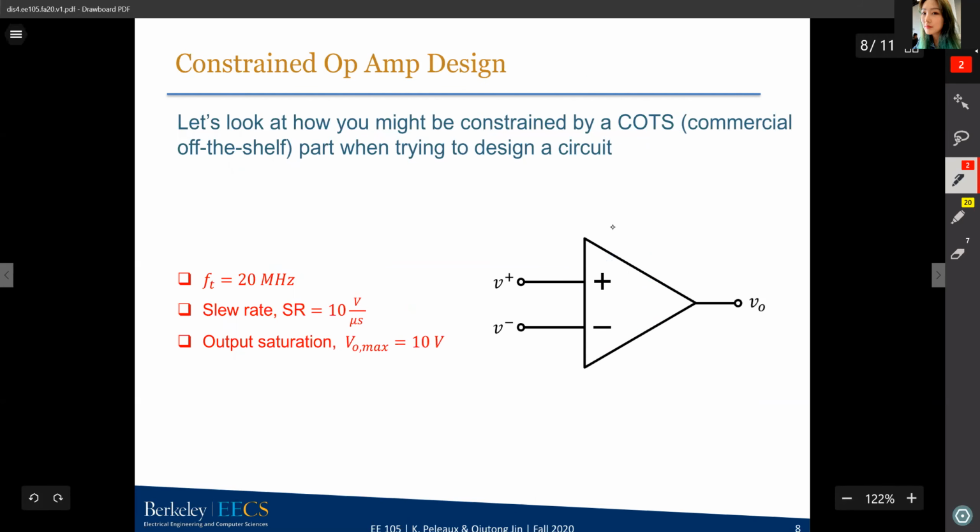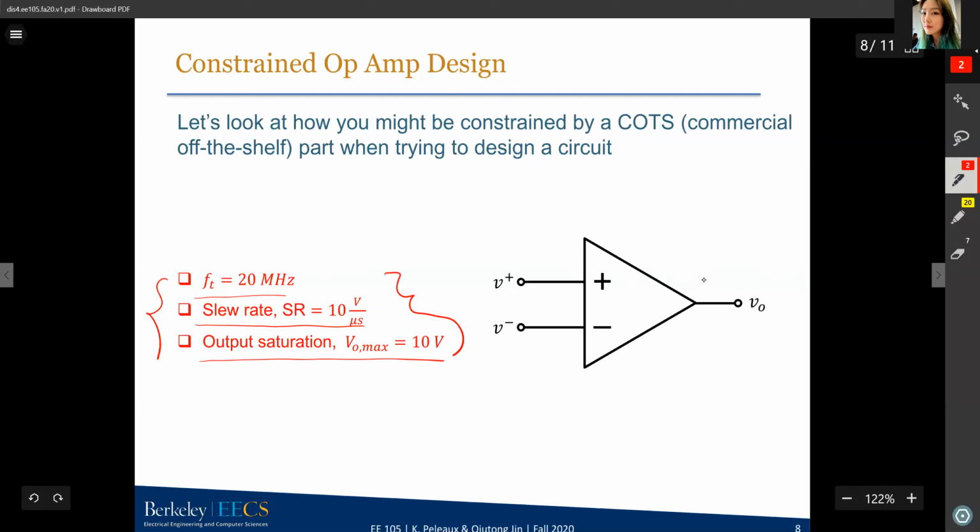Next is the constrained op-amp design. By constraint here, I mean that in real life we will never have ideal op-amps. All the op-amps we have have finite gain and also finite bandwidth. So, given some constraints or requirements on the performance of the op-amps, you use the non-ideal op-amps to design your circuit. You have to make sure your design or your input signals satisfy all the constraints the op-amp has.